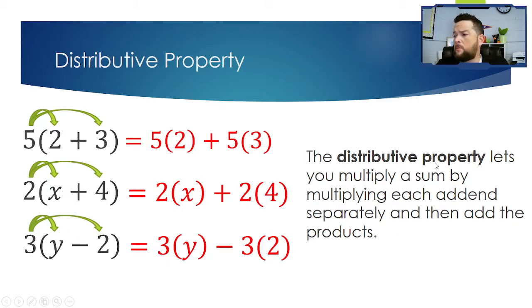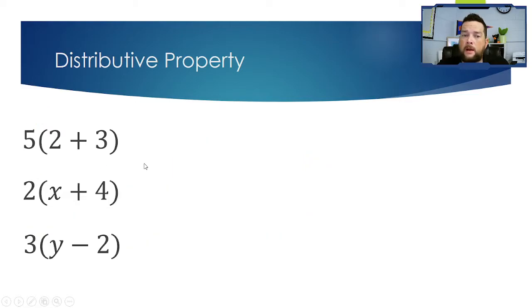Right? But it's saying a distributive property lets you multiply a sum by multiplying each addend, that's the numbers that are being added, those are called addends, separately, and then add the products together. Well, we're illustrating this with these particular problems, so let's just back up. Let's tackle this first one right here, 5 times (2 plus 3).